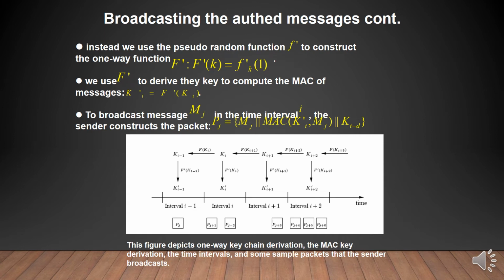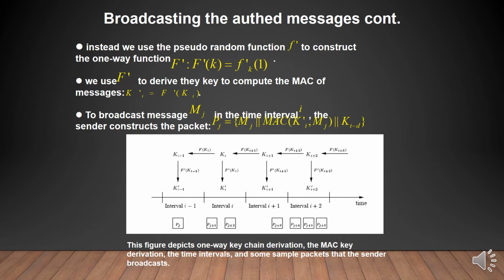Broadcasting the authentication messages: instead of using the pseudo-random function f', to construct the one-way function f', f' is f'(k) = f'(k_i). We use f' to derive the key to compute the MAC value: K'_i is equal to f'(K_i). Broadcast a message M_j in the interval I.